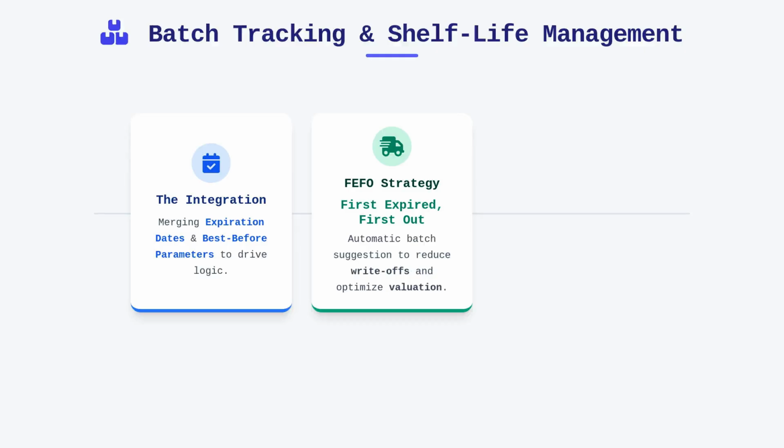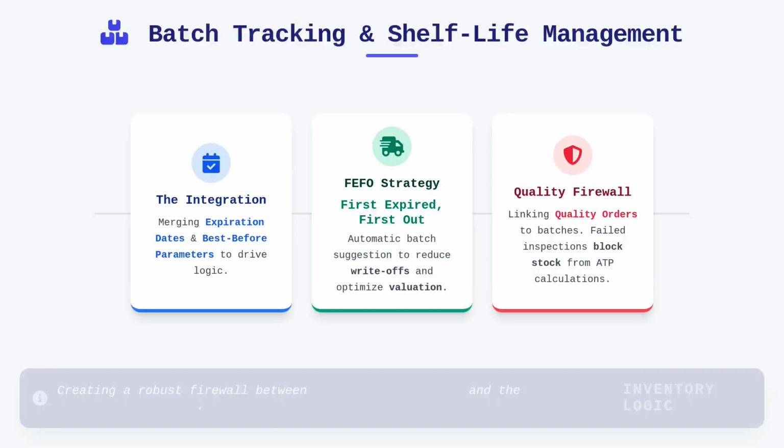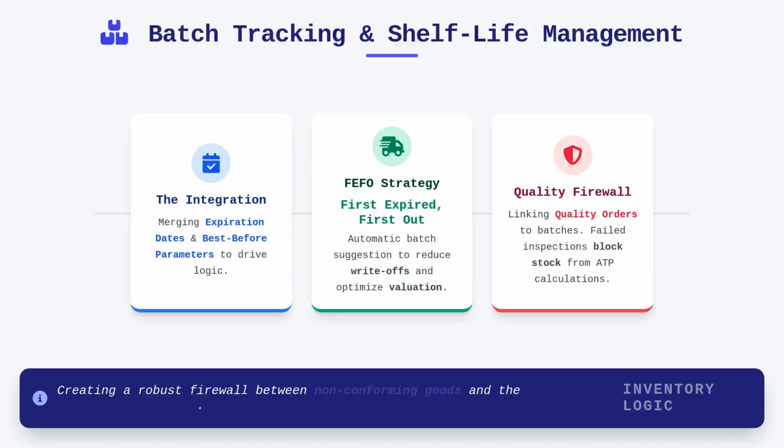When you configure quality orders, you are linking inspection requirements directly to these batches. If a batch fails an inspection, it can be marked as blocked, preventing it from appearing as valid stock in the available to promise calculations, thereby creating a robust firewall between non-conforming goods and the customer-facing supply chain.